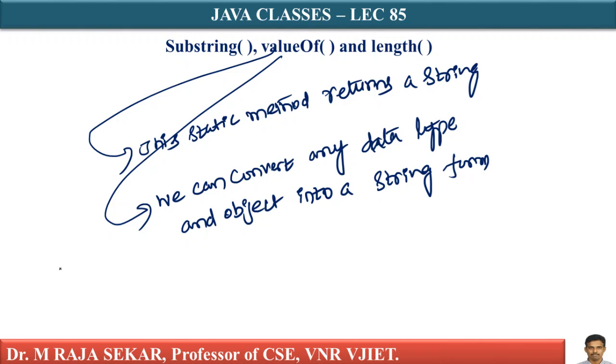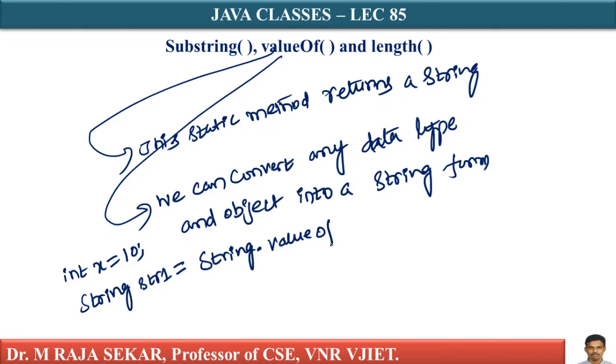We will try to understand. For example, let me say int x = 10. What does it mean? Can I say String str1 is equal to String.valueOf(x), with the O capital in valueOf? What is the purpose? x is an integer data type. We can convert any data type and object into a string form. This x will be converted into a string form.